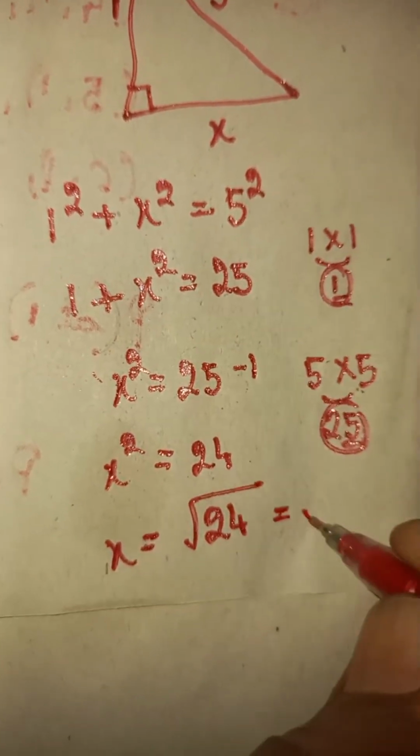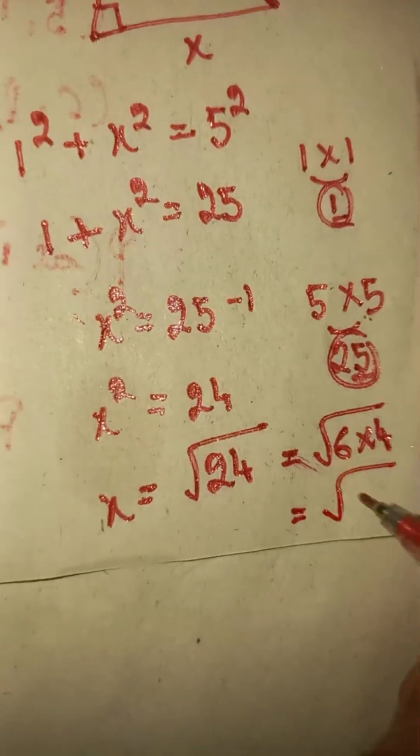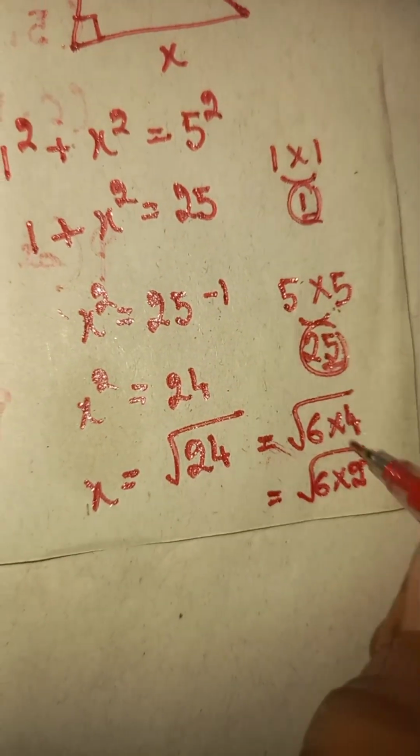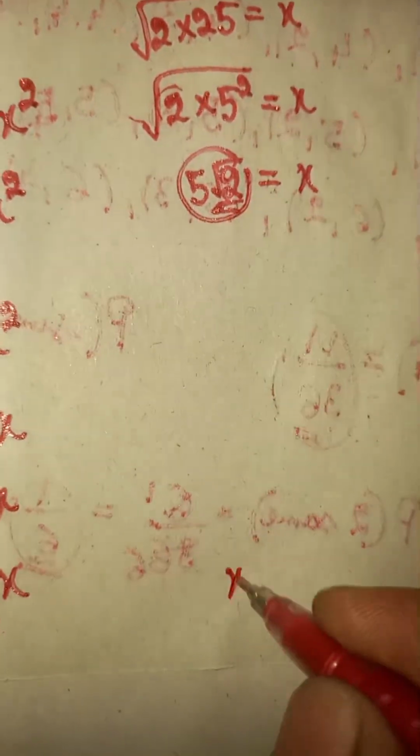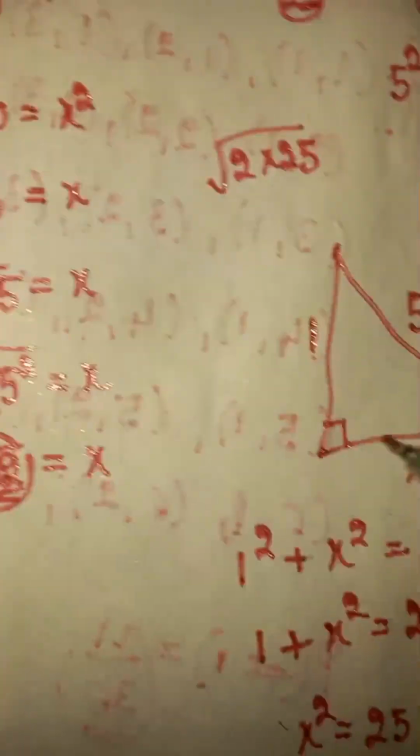24 you can write as 6 times 4. 4 is nothing but 2 square, so it is 6 times 2 square. 2 square comes out, it remains as 2, so x value is 2 root 6. That is the value of this side length. Let's take out more problems.